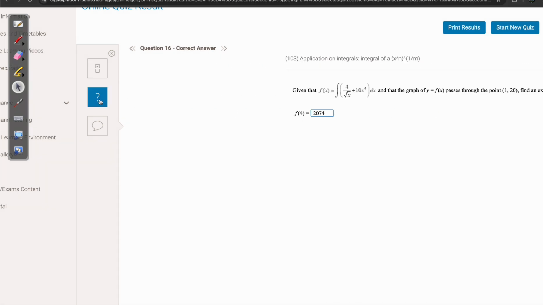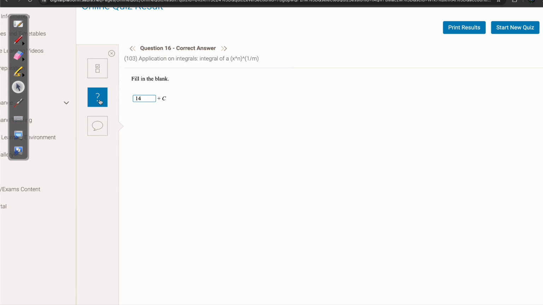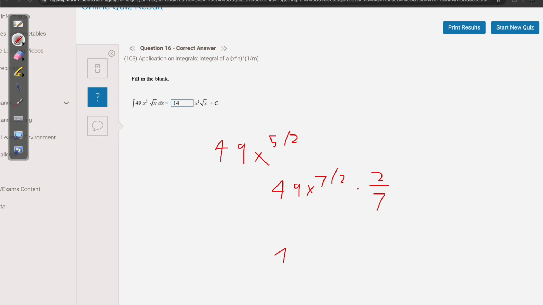Number 16. 49x squared radical x, okay, so 49 x squared radical x is 49x to the 5 over 2, and then you're just gonna simply do the rules. So 49x to the 7 over 2 times 2 over 7, which will give you 14x to the 7 over 2, which is also 14x cubed radical x.